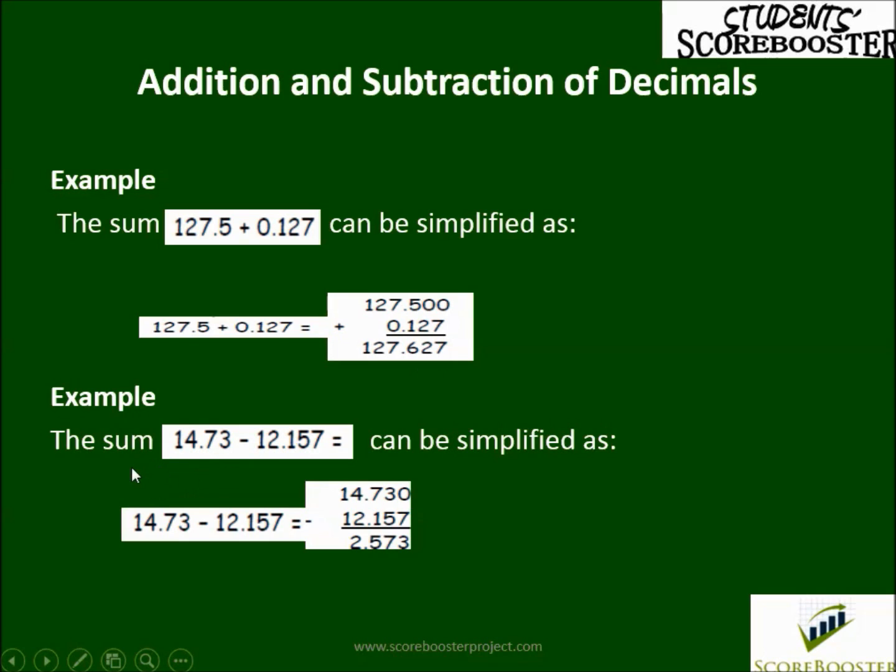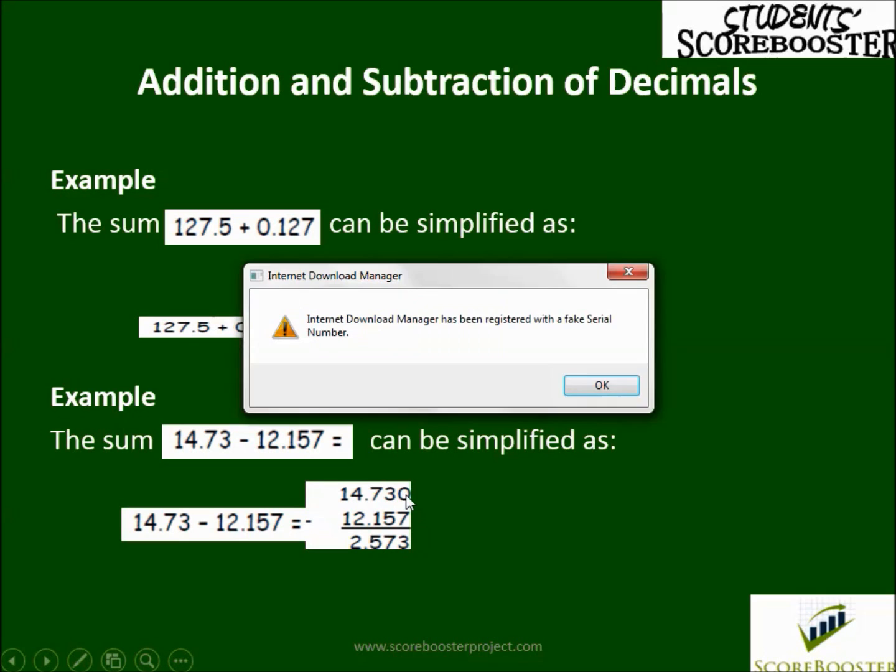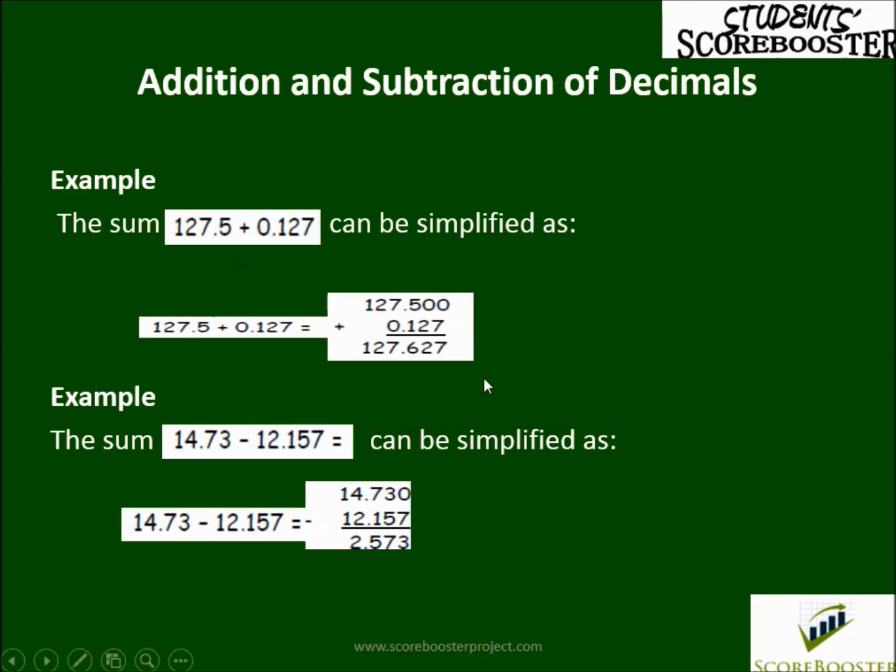Another example, 14.73 minus 12.157. To simplify this, you align the two numbers using their decimal points, and you need to add 0 to the right of 14.73 in order to express it to 3 places after the decimal. So now you can then subtract.